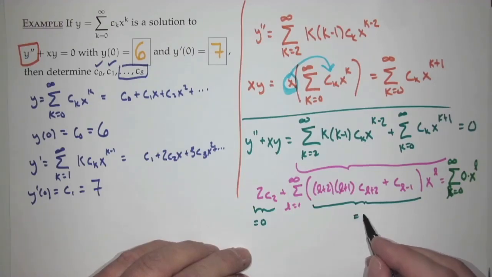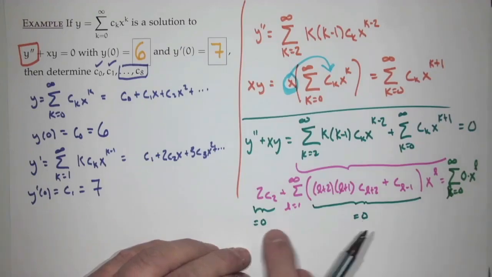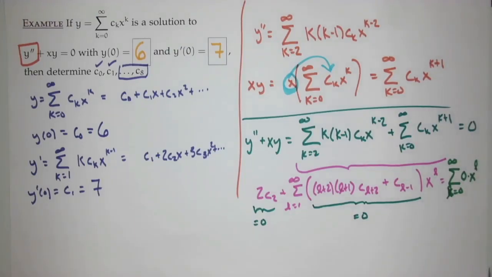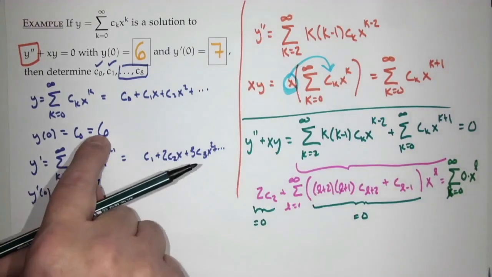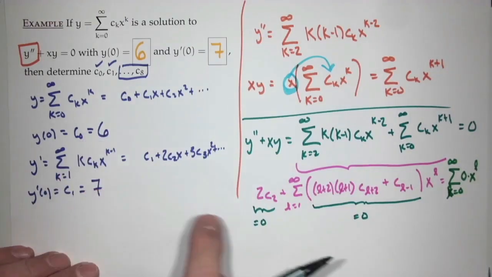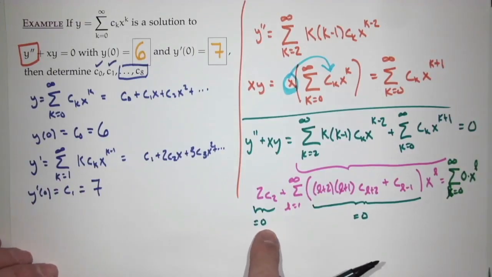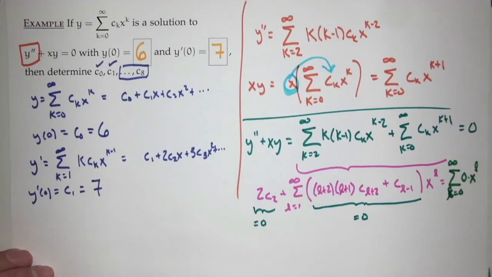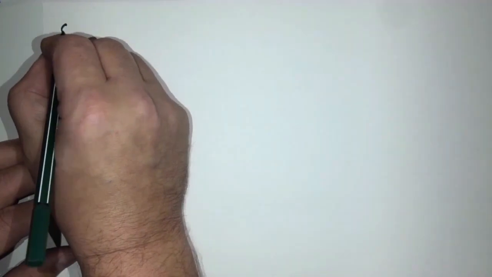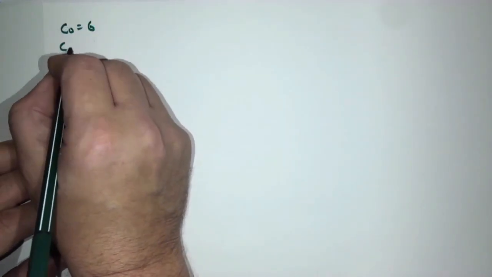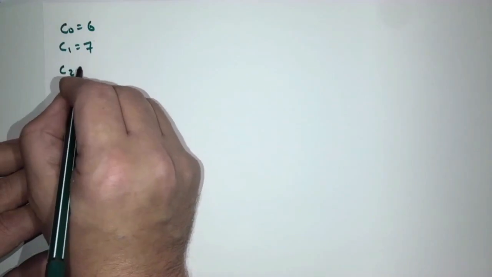It also has to equal 0, because when I have something as 0 on this side, that just means all the coefficients are 0. So that says, oh, there's lots of zeros going on here. Now, previously we already knew C0 was 6. We also knew C1 was 7. What can we say about C2? C2 equals 0. All right, so progress is being made. So let's recap. We know that C0 equals 6, C1 equals 7, C2 equals 0.